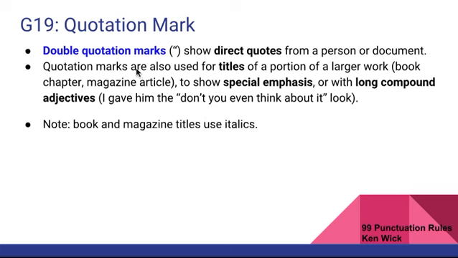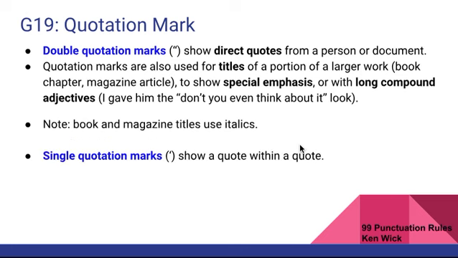And going back to using quotes with titles of portions of larger works like book chapters and magazine articles, that's because books and magazines actually use italics. So the book would be in italics, and if you were referencing a chapter in a book, you would put that in quotes. And if you're referring to a magazine, you'd put the magazine in italics, and an article in the magazine would appear in quotes. And sequential quotes show a quote within a quote.